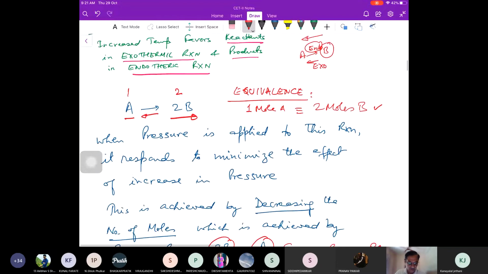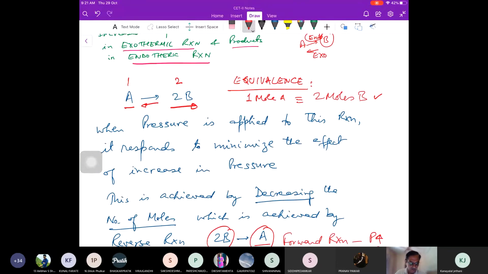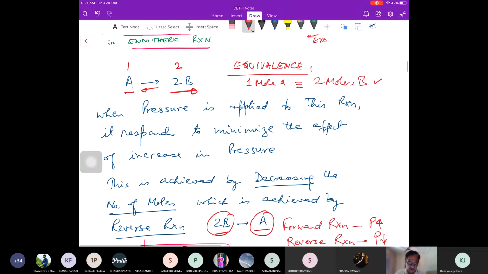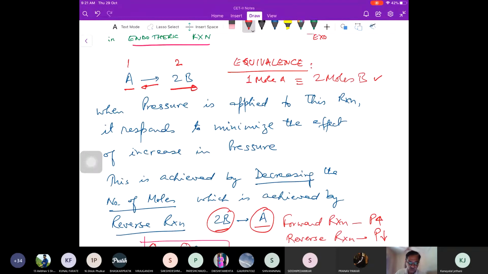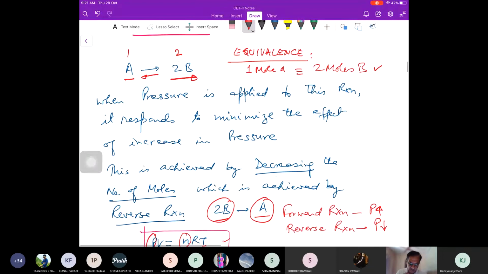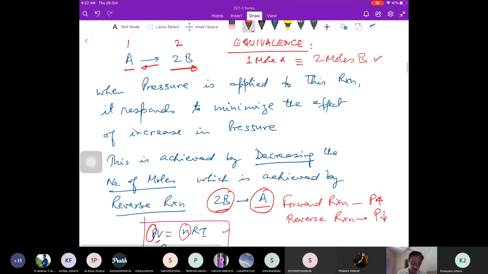Okay. So now let us take another example. A gives 2B. So when you look at this reaction, 1 mole of A gives 2 moles of B, right? So when we increase the pressure, the reaction will respond in such a way to minimize the effect of the increase in pressure. How will it decrease the pressure? By going in the reverse direction, because the number of moles is decreasing.